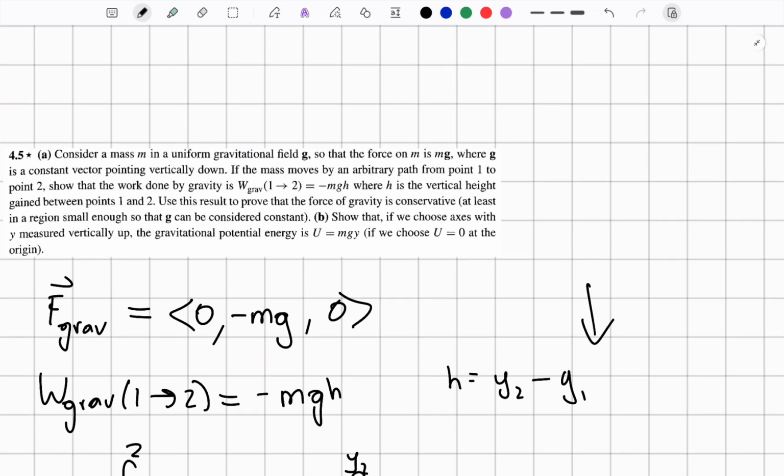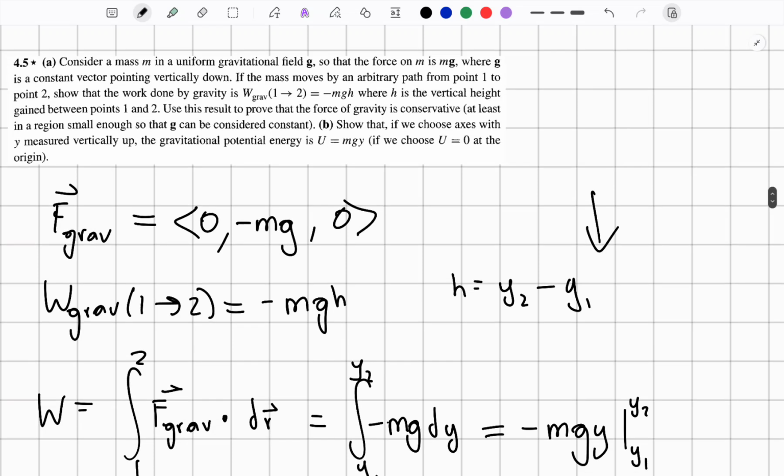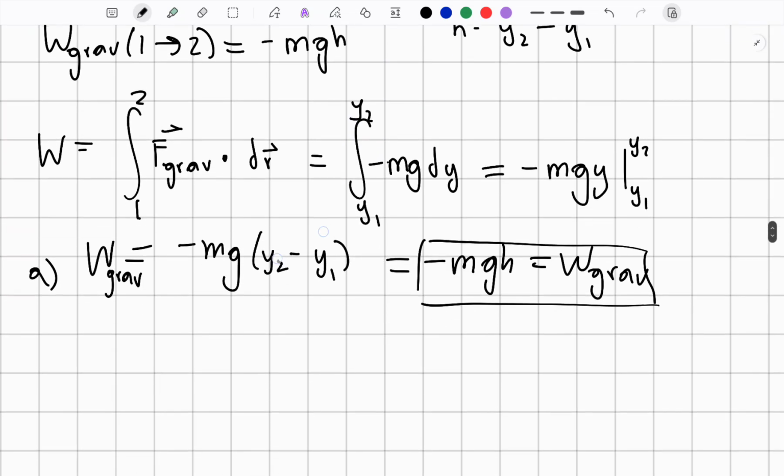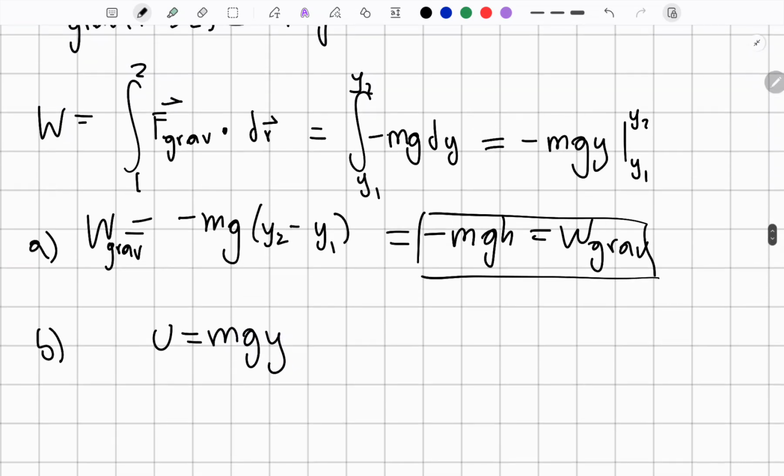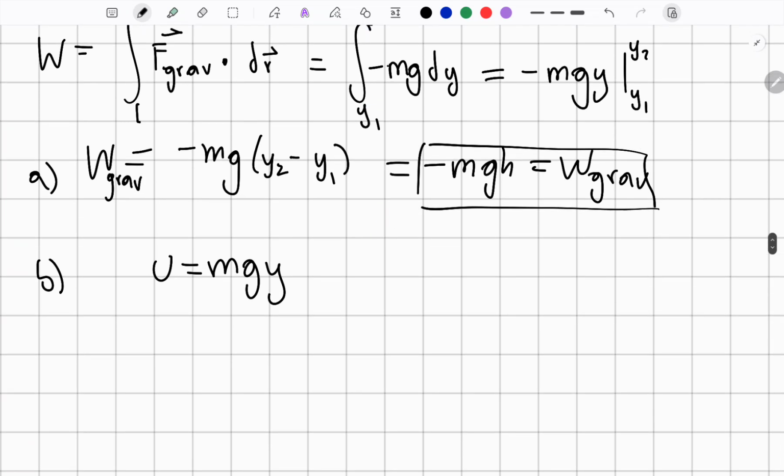If we choose axes with y measured vertically up, the gravitational potential energy is U equals mgy. So we're assuming that U equals 0 at the origin, and we want to show that U equals mgy. Well, you can see here that our force is conservative as it is independent of path, and it's only dependent on the final and initial y values, so that height gained. So we can say that it's conservative.